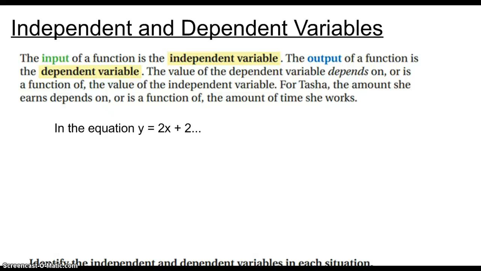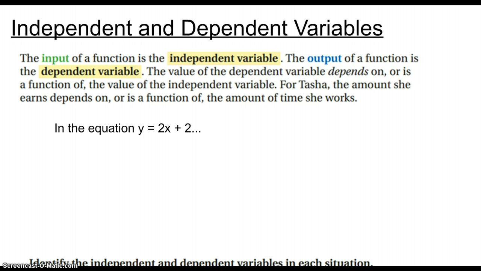The second section today talks about independent and dependent variables. So here's the book's definition. It says the input of a function is an independent variable. The output of a function is a dependent variable. So basically what we're saying here is the value of the dependent variable will depend on, or is a function of, the value of the independent variable.